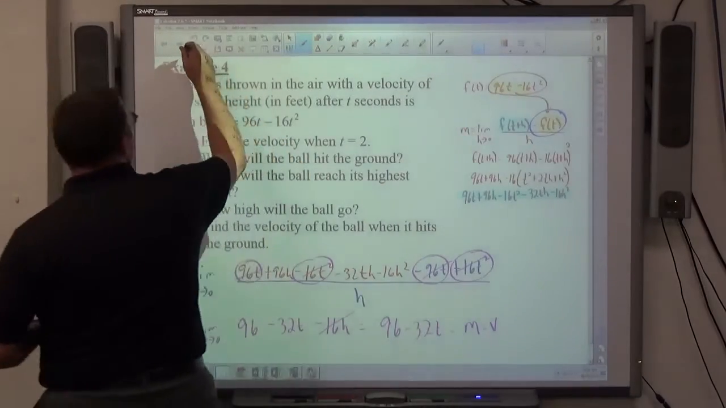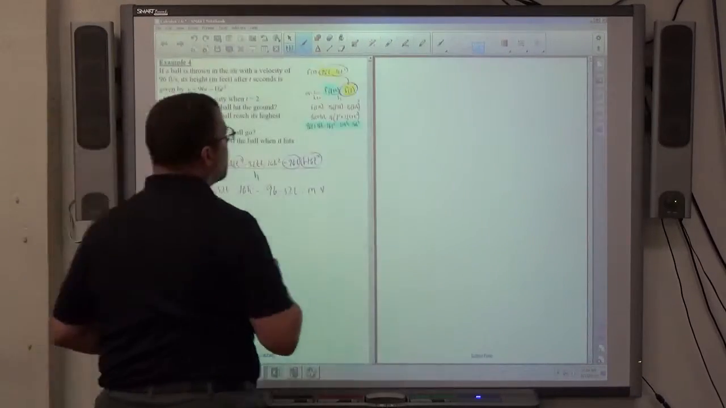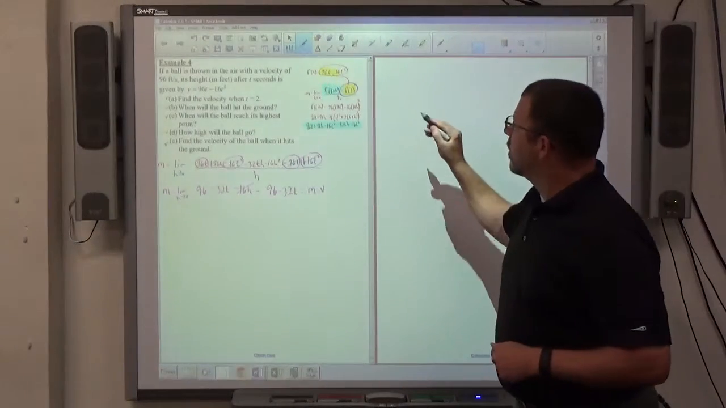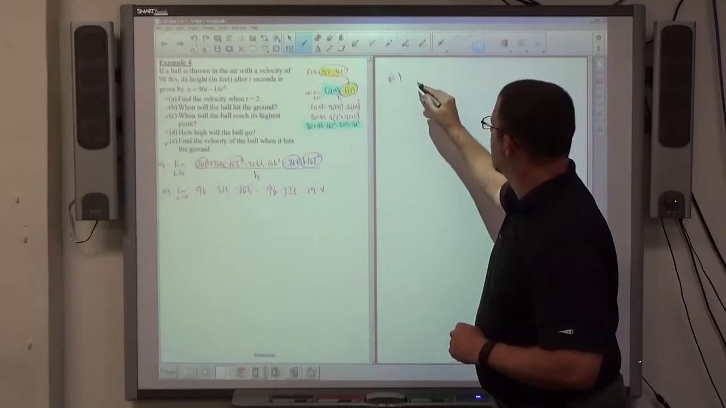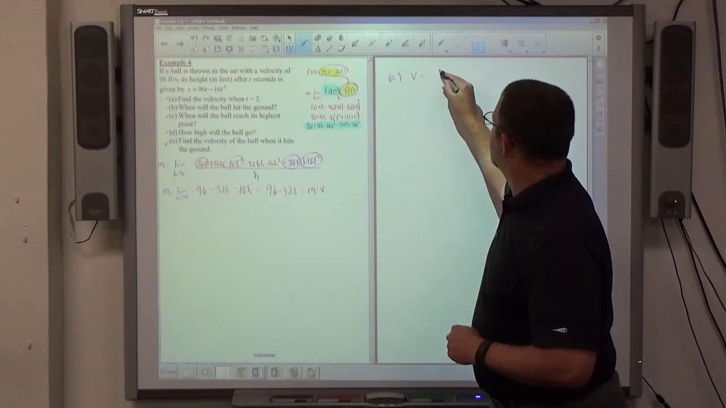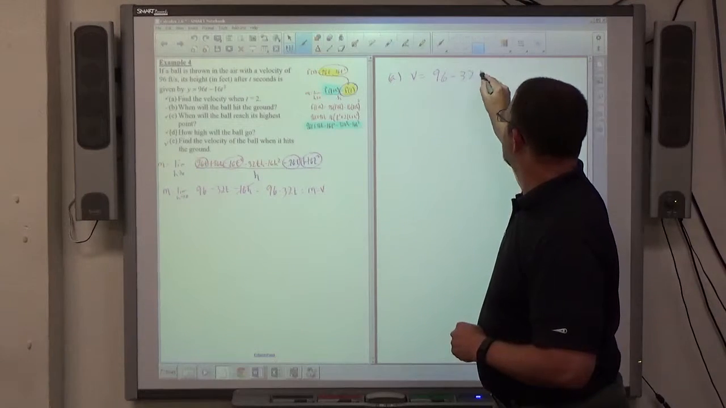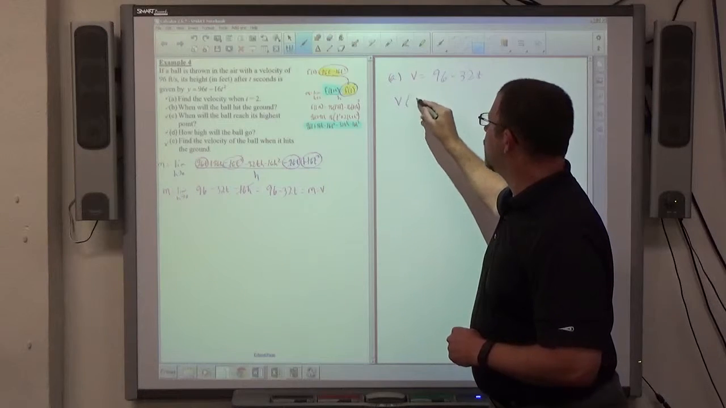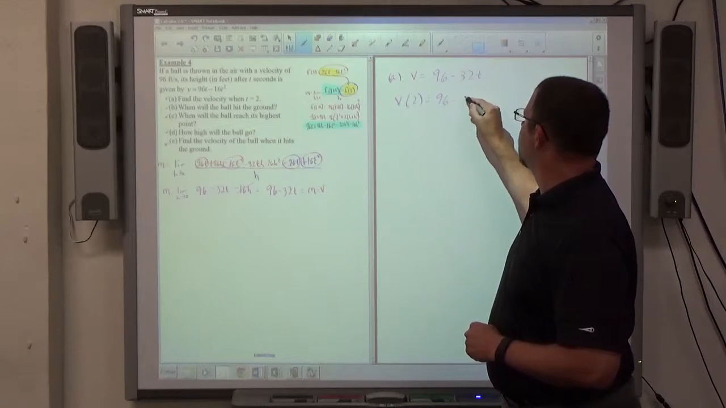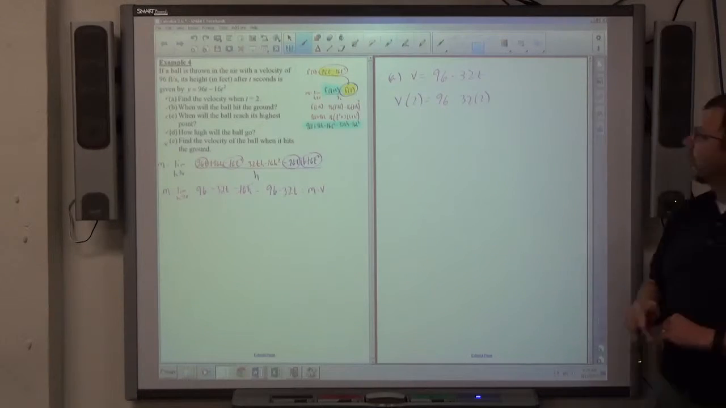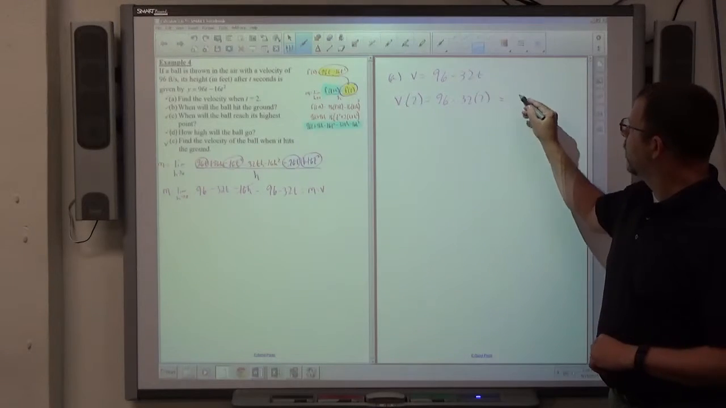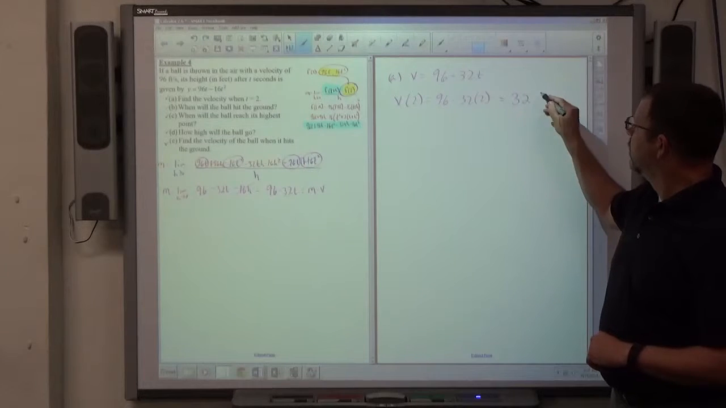So, I'm going to do a new page here just to have room. If we look at question A then, it says find the velocity when t equals 2. Well, the velocity is equal to 96 minus 32t. So the velocity at 2 seconds is going to be 96 minus 32 times 2, which is just going to equal 64, so it'll be 64 feet per second.